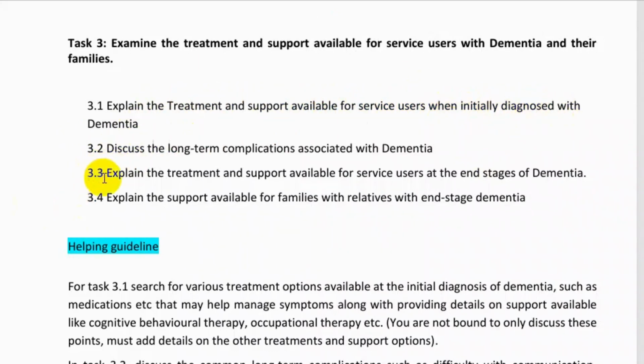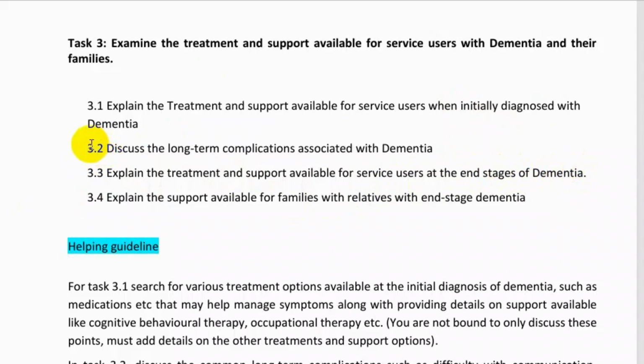And for criteria 3.3, you have to explain the same thing, the treatment options and support available for the service user, but for individuals who are at the end stage of dementia. You also have to explain this term, end stage of dementia, because there are different stages of dementia.